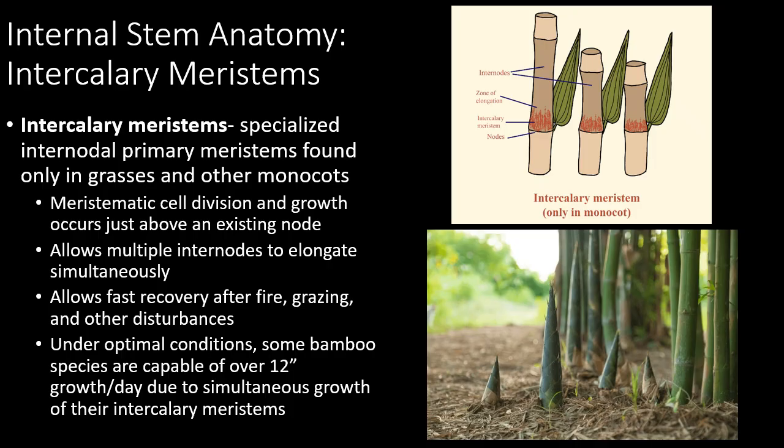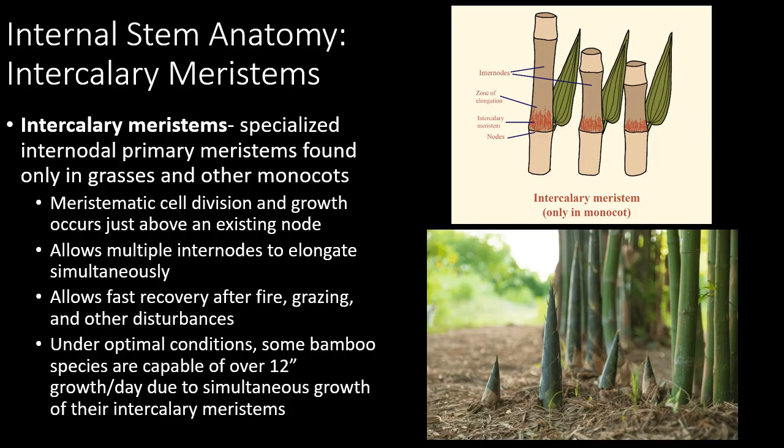So bamboos are really a family of giant woody grasses. So I guess saying grasses and bamboos is probably a little silly, but because of the intercalary meristems, grasses and bamboos are actually capable of elongating multiple internodes simultaneously. And this allows for extremely rapid growth. In the case of grasses, which are living on grasslands, we see that intercalary meristems allow grasses to recover very rapidly after fire or grazing or other disturbances, which are very common on grasslands. And in bamboo, it allows shoots to grow extraordinarily fast.